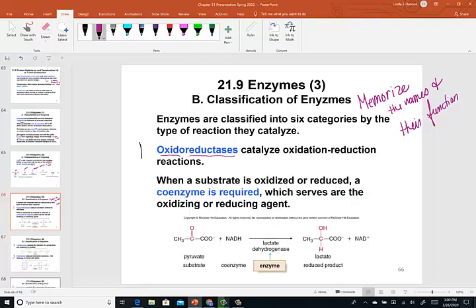oxidoreductases. What do you hear in that word? Oxidoreductases. Hear the ASE, that means enzyme, doesn't it? Oxidation reduction. Oxidoreductases catalyze redox reactions. So when a substrate is oxidized or reduced, a coenzyme is required, which serves as the oxidizing or reducing agent. Just as we had said before, NADH here is serving as the oxidizing and reducing agent in this redox, which is transfer of hydrogen.